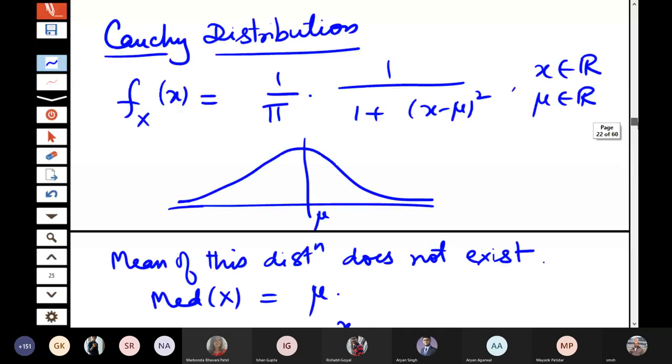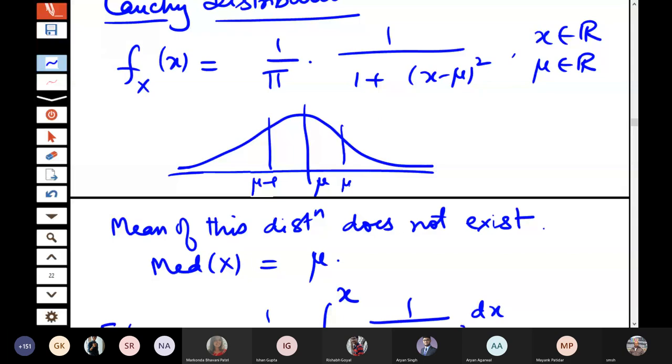This is mu minus 1, this is mu plus 1 here. Okay. This is Q1, this is Q2, that is the median, and this is Q3.